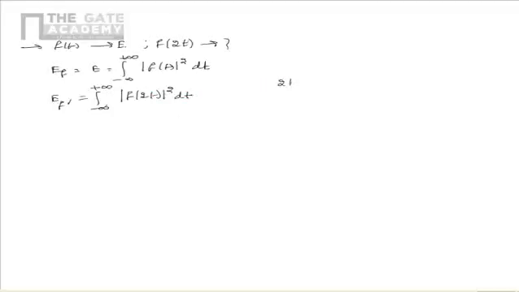So upon substituting 2t is equal to p, we know that 2 dt is equal to dp. Therefore, this can be written as integral minus infinity to plus infinity mod of f of p whole square dp by 2.